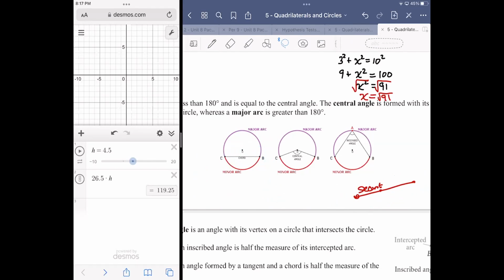An inscribed angle is an angle whose vertex is on the circumference of the circle. The central angle, I think, is the easiest one to define because it's an angle that's centrally located. The vertex is at the center. Right. So that's how we know the difference between a central angle and an inscribed angle.